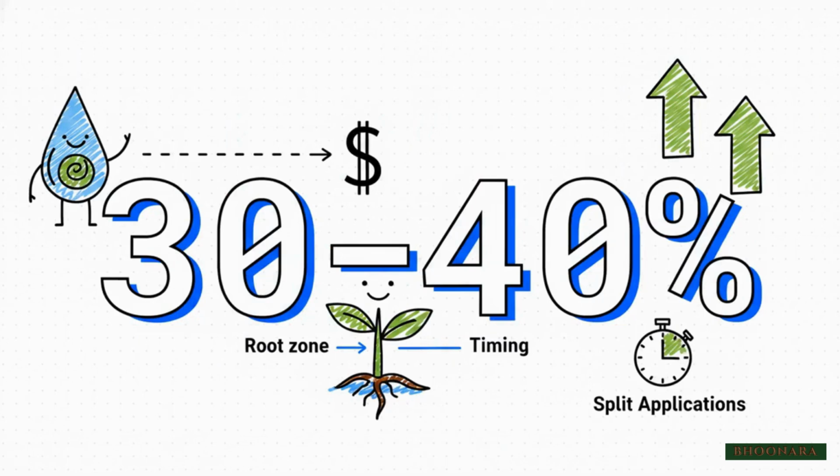Get a load of this number. By utilizing fertigation, which is just dissolving your fertilizers directly into your drip irrigation water, you can reduce your total fertilizer requirements by a staggering 30 to 40%. That's huge. And not only are you saving a ton of money, but you're actually improving your overall yield. That's because you are delivering those nutrients directly to the root zone at the exact right time, especially when you split up the applications to perfectly match the crop's peak demand.